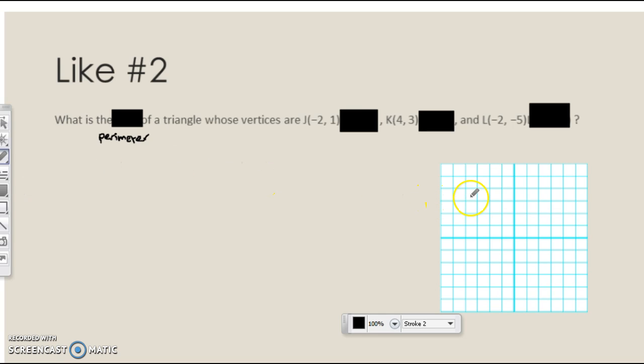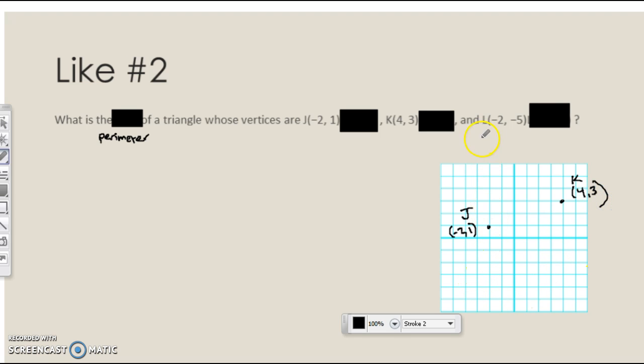Now, they don't give us a coordinate graph. I like to go ahead and sketch them out because I think it can save me some work sometimes. All right, so what I'm going to do first is just plot these points. J is at left 2, up 1. So this is going to be point J. All right, point K, I go right 4, 1, 2, 3, 4, and up 3, 1, 2, 3. That's going to be point K, and it is at (4, 3).